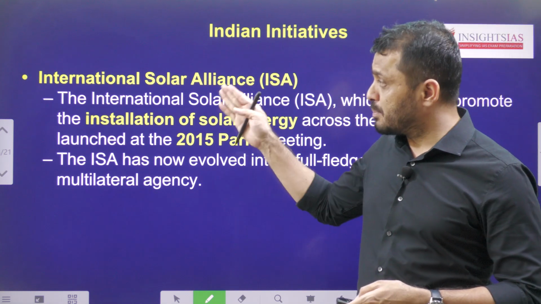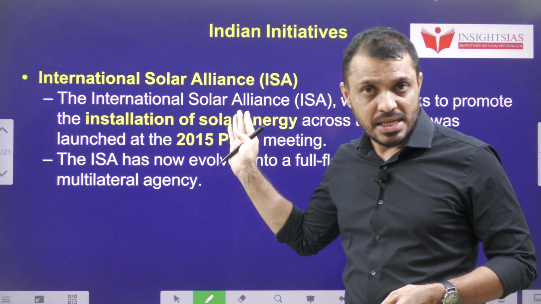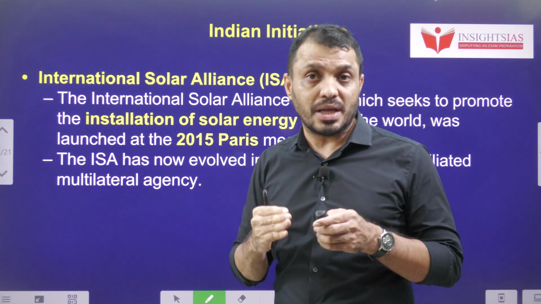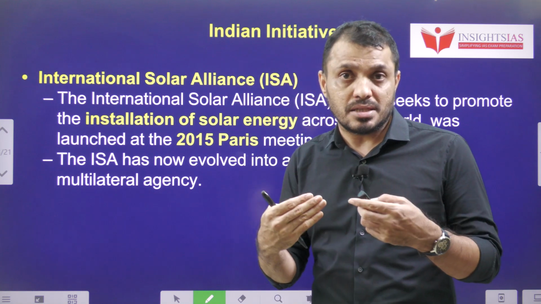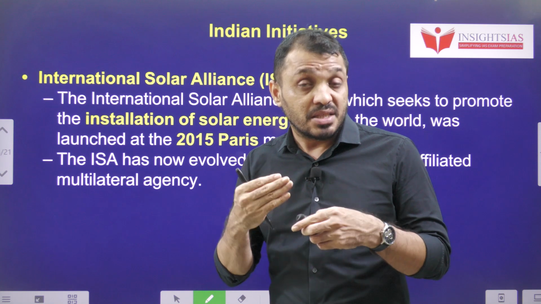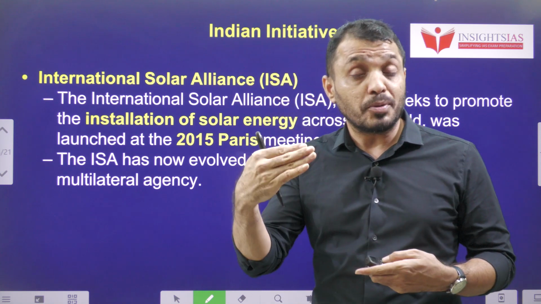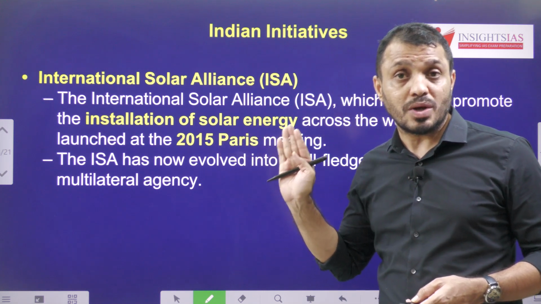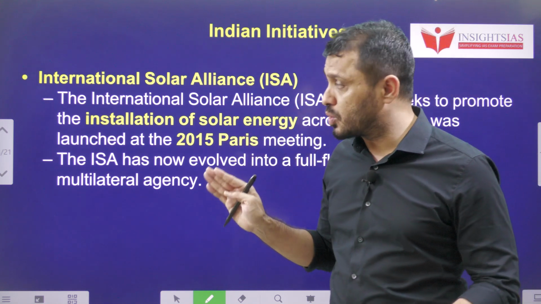The first one is very popular, the International Solar Alliance. India started this initiative with France. It is about capturing solar energy and forming an alliance which includes countries which have much solar energy. These countries are generally present between the Tropic of Cancer and the Tropic of Capricorn. And the secretariat of this International Solar Alliance is at Gurugram.